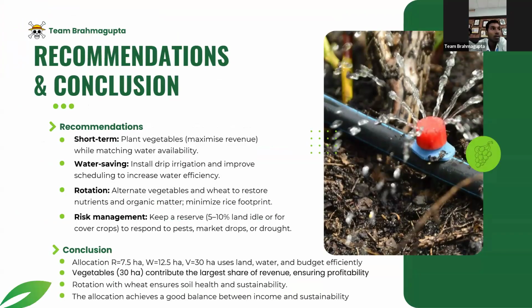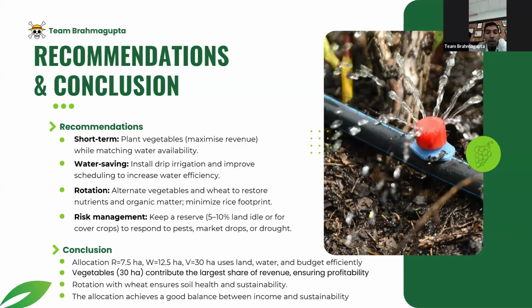In the recommendations and conclusion, we can say that in the short term, we can use vegetables because they make us the best revenue out of all three crops. And in water saving, we can install drip irrigation and improve scheduling to increase water efficiency.